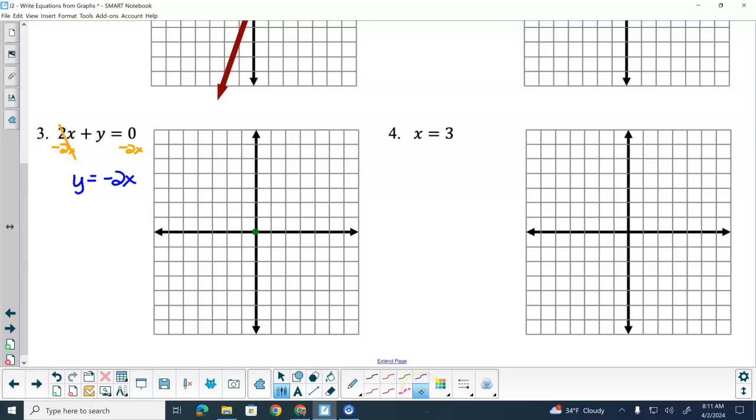For a slope of -2. Down 2. Right, how many? Once, right? So down 2, right 1. If I didn't want to go down 2 and right 1, what's my other choice? Up 2 and left 1.